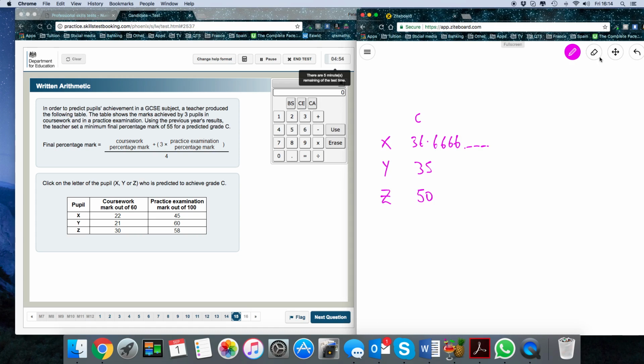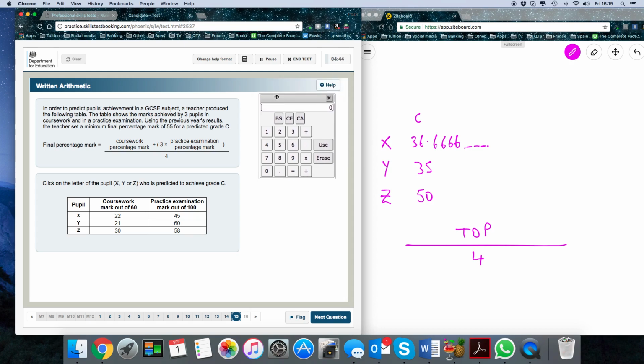Now, the important thing with the formula is, I'm going to really teach this, that you work the top of the fraction out first and you divide by 4 afterwards. So watch what I do on the calculator. For pupil X, 36 point. Now, don't be lazy here. Put as many 6s in as you can reasonably fit in. Okay, put that in, and then you're going to add.